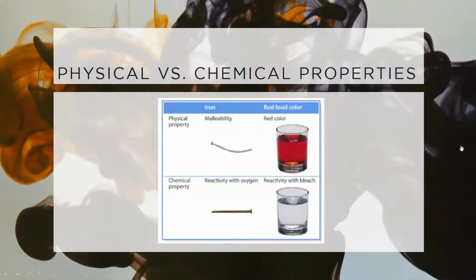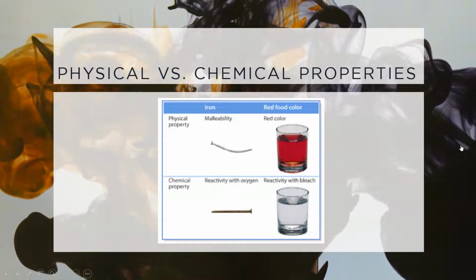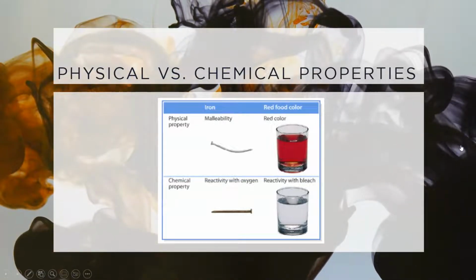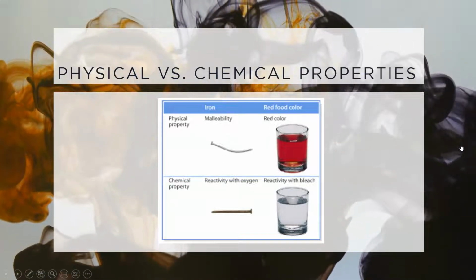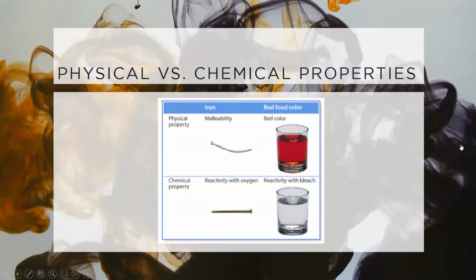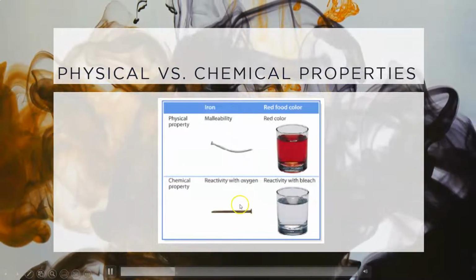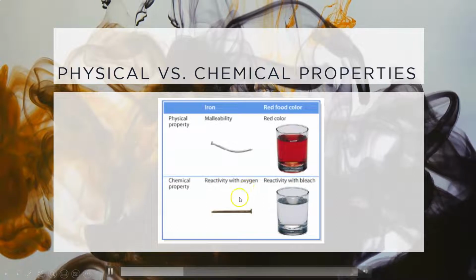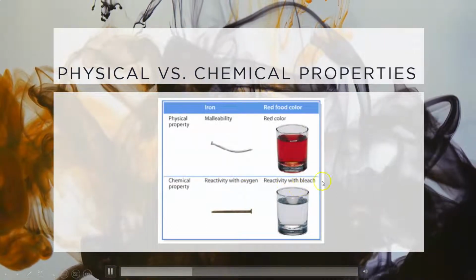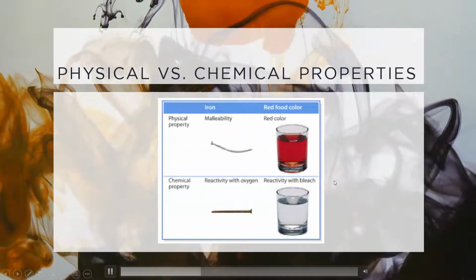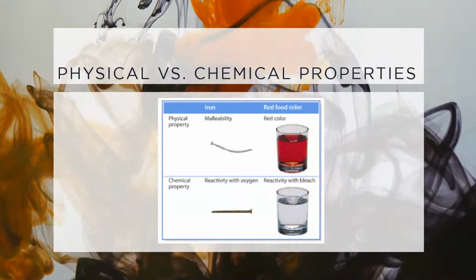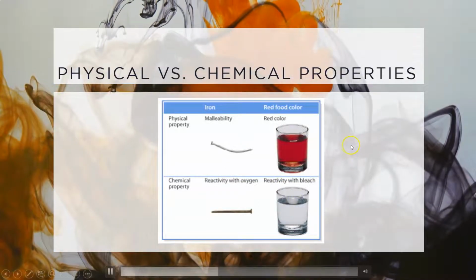Here's another slide to do that as well. With the iron, physical property is that it's malleable and it's red. Chemical properties are, as you can see, it rusted. It reacted with oxygen. That's a chemical property. It also can react with bleach, and those are both chemical properties.